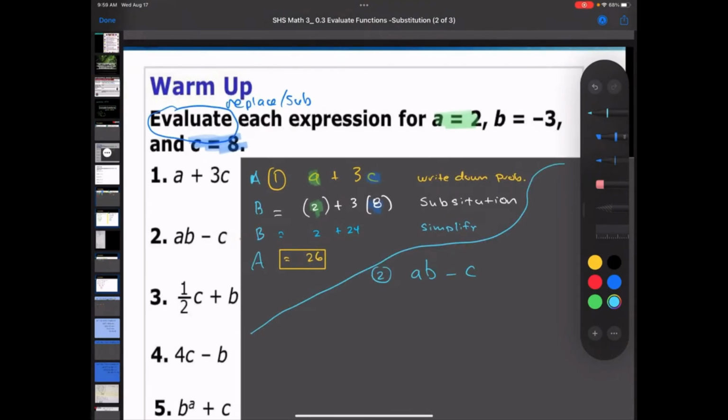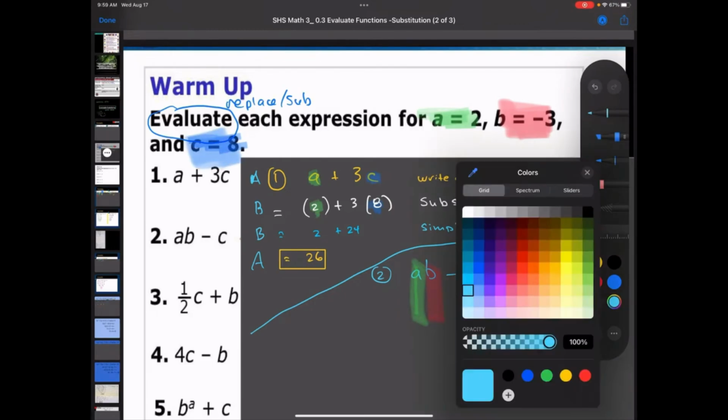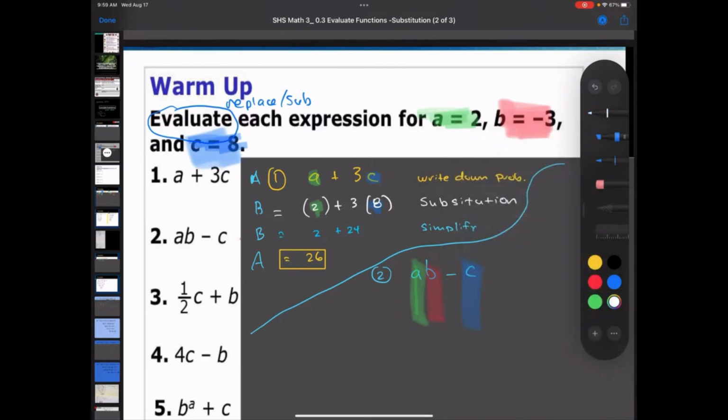All right, question number 2, AB minus C. Every A value is 2. Let's make it a little bigger. Every B value is going to be -3. And every C value is going to be 8. Let's write that in. So we talked about your substitution should be in parentheses. Your B value is -3. You have that subtraction sign, and then C is 8.